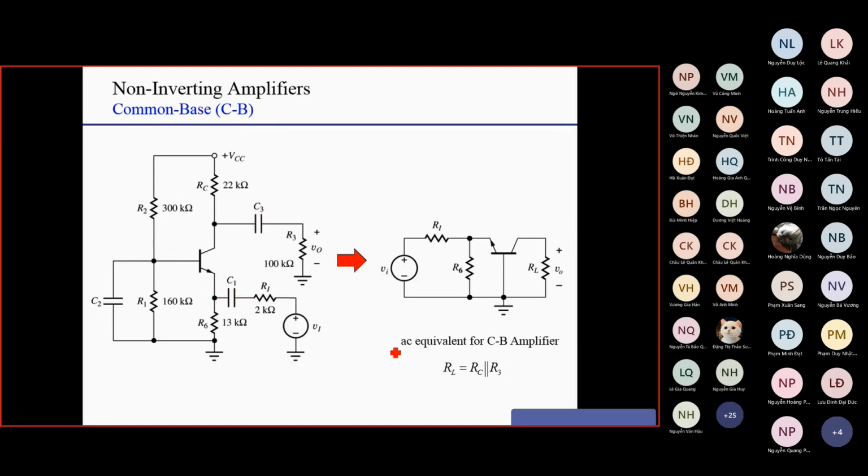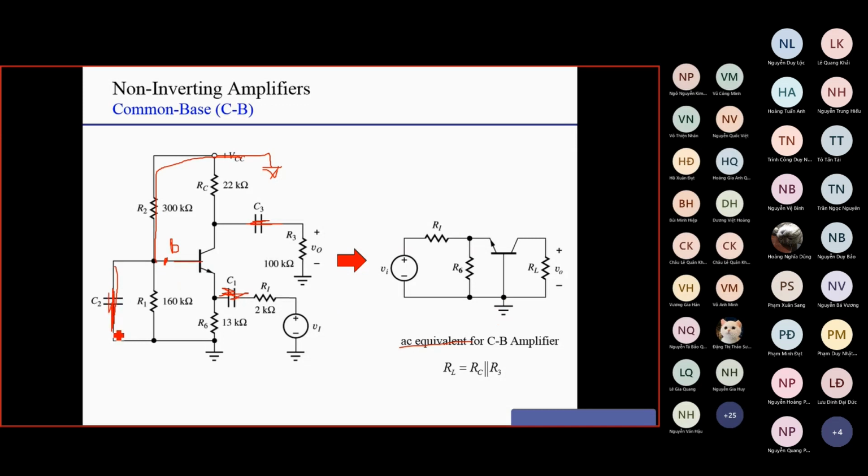Okay, how to draw the AC equivalent circuit? You can see here for AC we replace a capacitor by short circuit, so C2 by short circuit, C3 by short circuit here, C1 by short circuit here. So you can see here at the base, C1 is bypassed, VCC is connected to the ground also. So at the base here, the base is connected to R2 and connected to the ground.